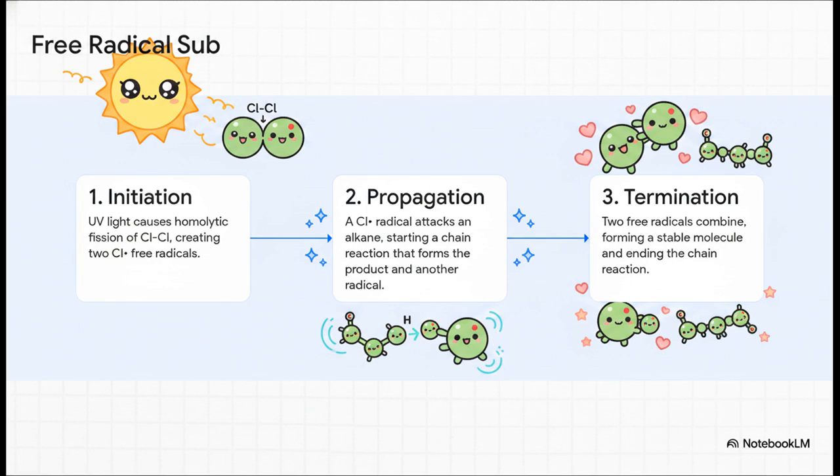Next, propagation. This is where the chain reaction kicks off. A chlorine radical slams into an alkane, rips a hydrogen off, and creates an alkyl radical. This new radical then attacks another chlorine molecule, forming our product and a brand new chlorine radical, which then goes and starts the whole process over again. It just keeps going until, finally, termination. This is exactly what it sounds like. The party's over when any 2 free radicals bump into each other and combine, forming a nice stable molecule and stopping the chain reaction cold.